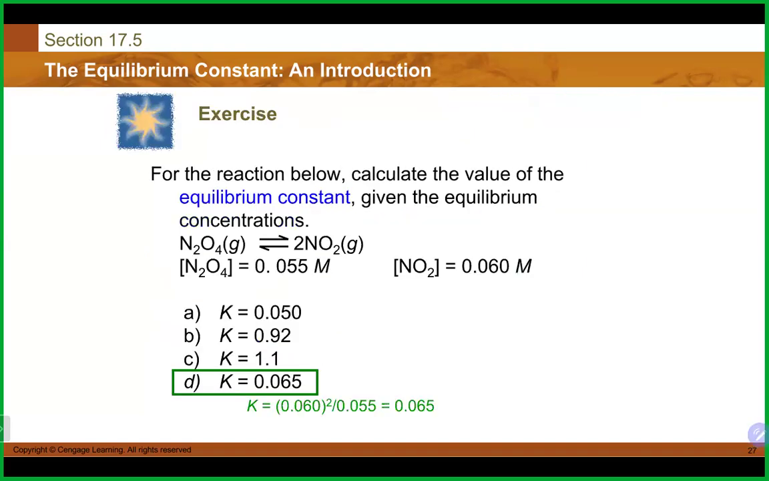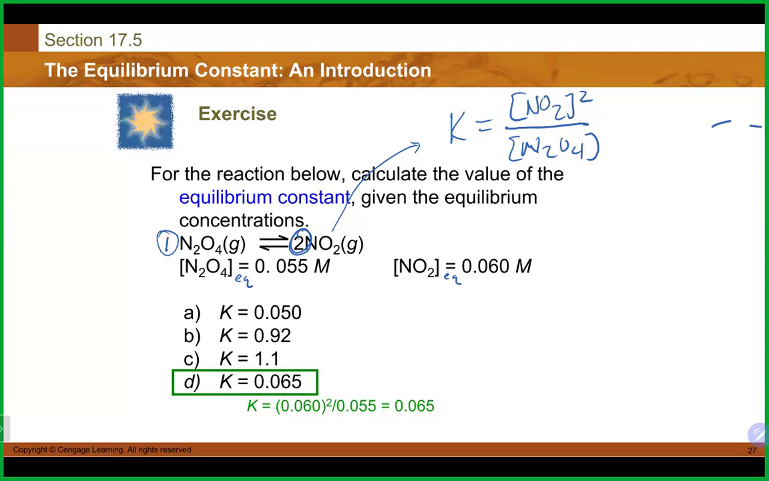All right, so for the reaction below, we want to calculate the value of the equilibrium constant given the concentrations. So let's go through how we would do this. These are equilibrium concentrations given to us. So we would take our reaction here, and we would start with our equilibrium expression. In this case, K would equal the concentration of NO2, and once again, I do need to square it because of the coefficient, divided by our reactant, which is the concentration of N2O4. Again, the coefficient is 1, so I really don't need to put anything on there.